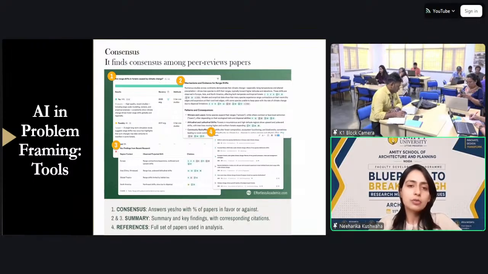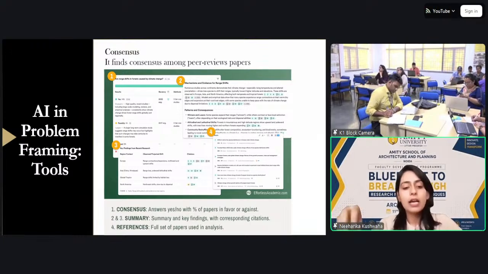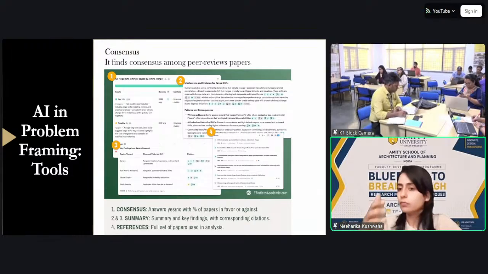Similarly, there's another tool known as Consensus. This is a very interesting tool. It's an AI-powered academic search platform. Its strength lies in identifying the parameters of agreement and disagreement across peer-reviewed studies. So rather than giving a single answer, it will help you understand the broader scientific consensus around your own topic. And you produce the parameters.